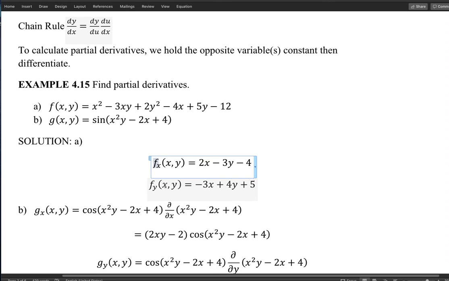Then I also have the other partial derivative, f sub y, the partial derivative with respect to y. You consider everything about x as constant. So x squared gives 0. The negative 3xy is something times y. Accordingly, the derivative is negative 3x. For 2y squared, the derivative is 4y. Negative 4x is gone because that's constant. For 5y, the derivative is just 5. Minus 12 still goes to 0. So I got the partial derivative with respect to y. And indeed, now we got both.